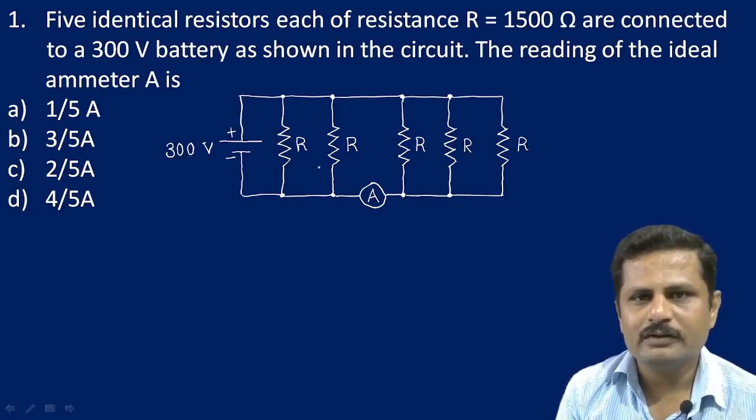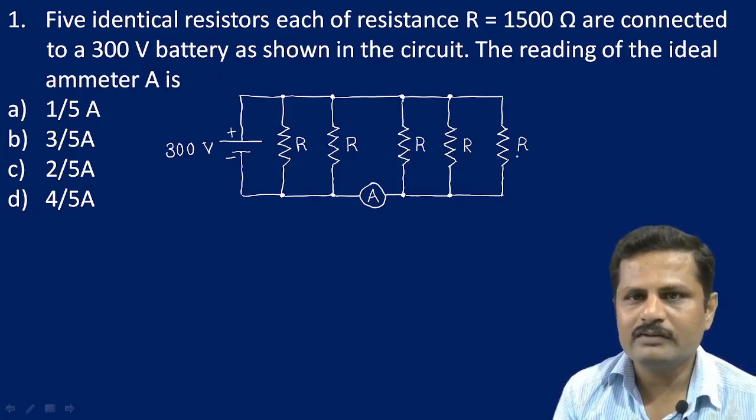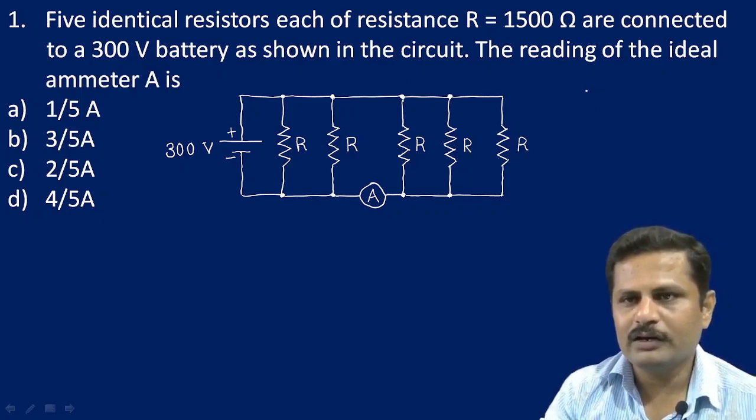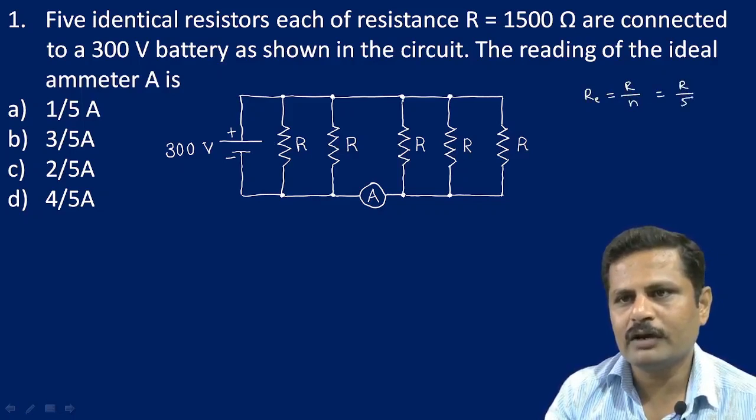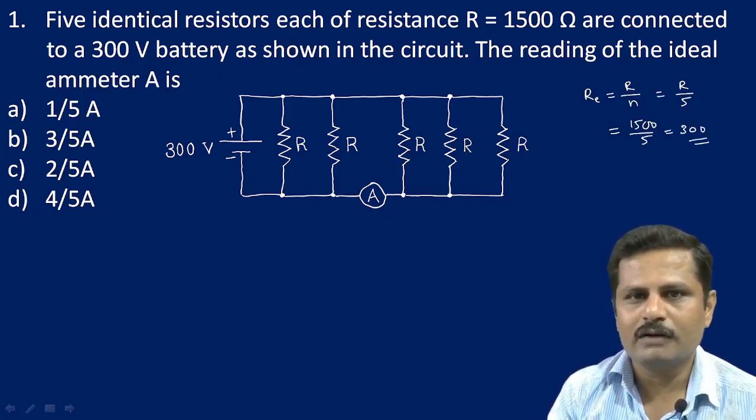So here in this circuit we can see 5 identical resistors are connected in parallel. Whenever identical resistors are connected in parallel, the effective resistance is equal to R divided by N. Here the total number of resistors is 5, and R equals 1500. So the effective resistance of this circuit is 300 ohm.